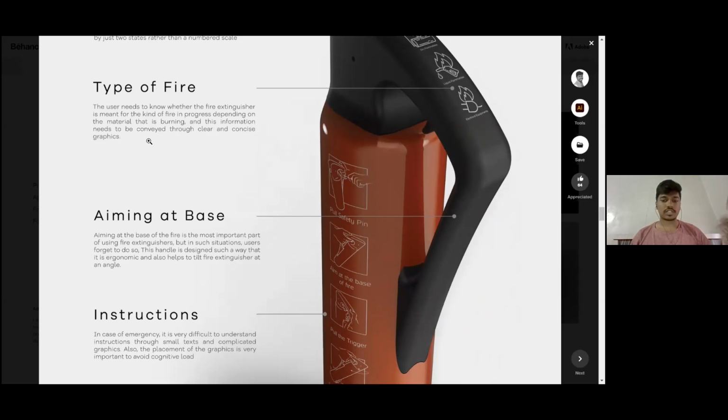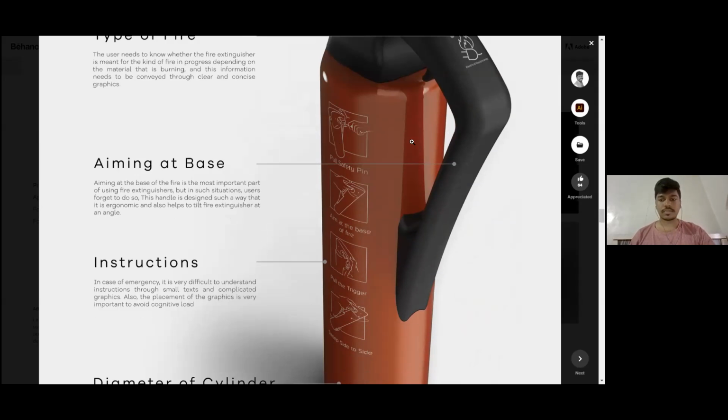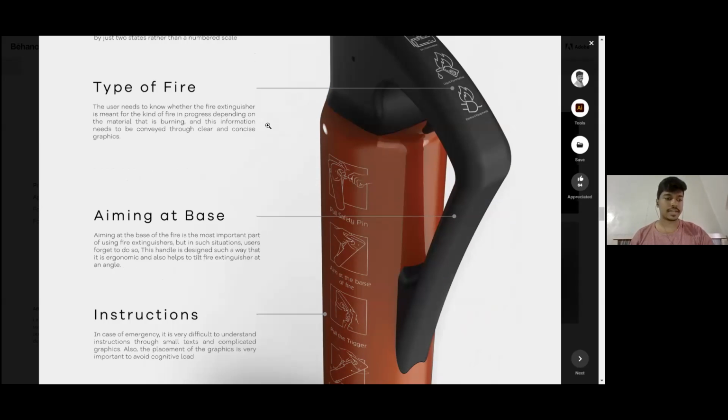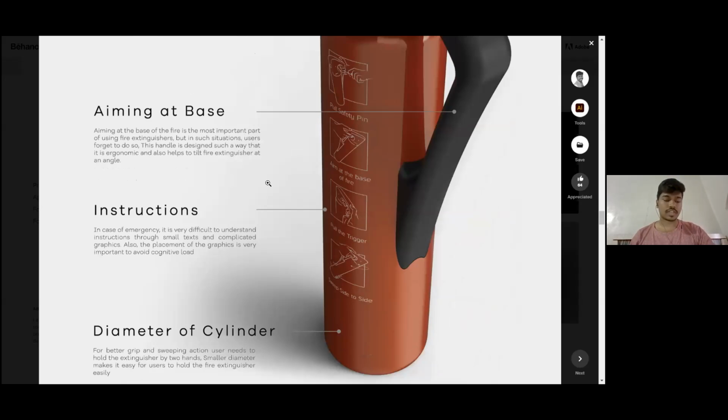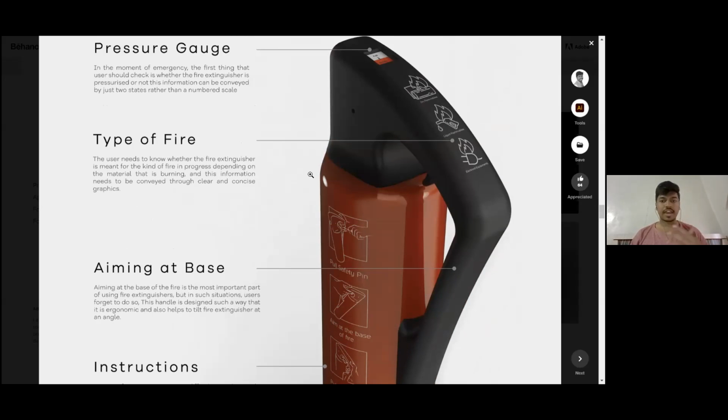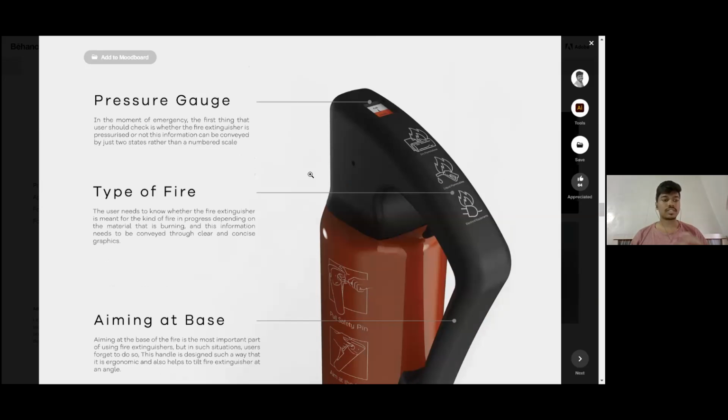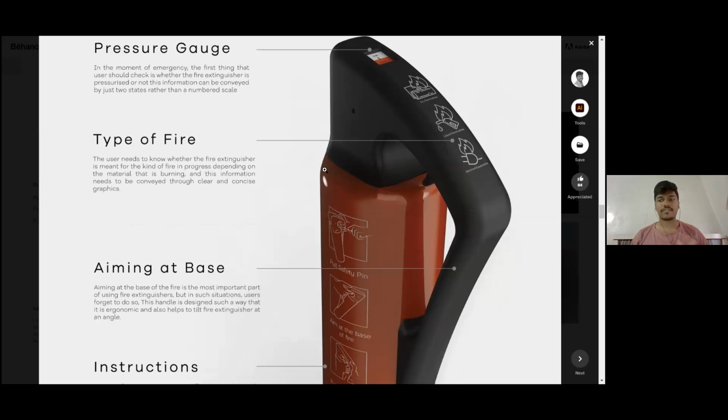So I just simplified the icons. I converted them into line drawings so that they can be easily understood. And the handle design, I'll come back to later on. After that, the diameter of the cylinder. So the aim was to make the fire extinguisher's form look simple and friendly to use.